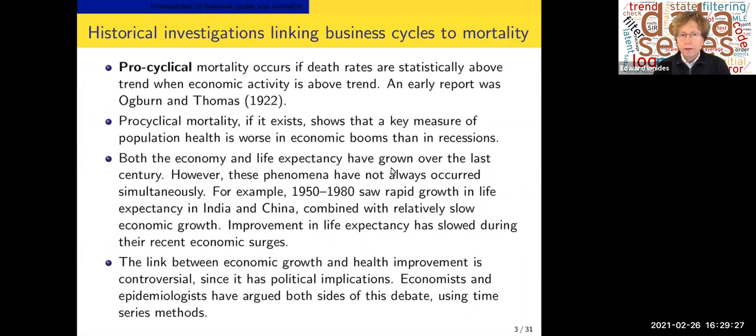So historical investigations linking business cycles to mortality perhaps start off with an early report by Ogburn and Thomas, 1922, which observed the possibly surprising result of so-called procyclical mortality, where death rates are statistically above trend when economic activity is above trend. And so this shows, if it exists, if we find that that's what the data tell us is going on, then a key measure of population health is worse in economic booms than in recessions.